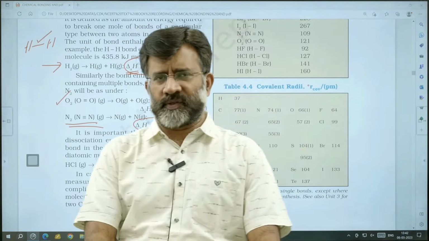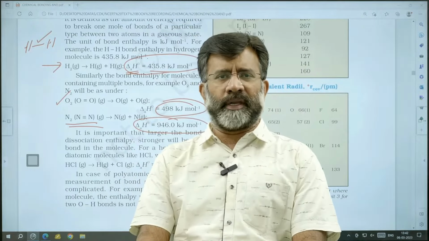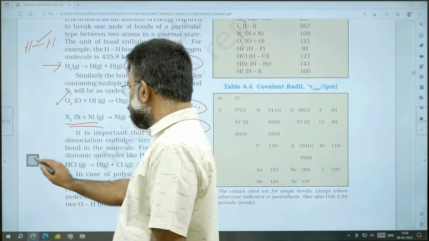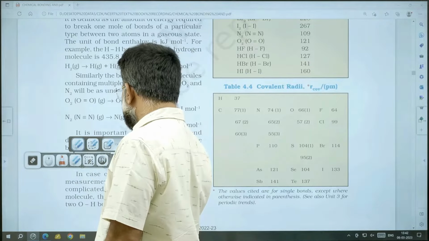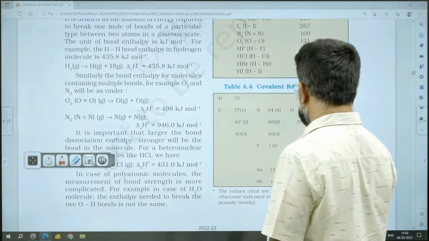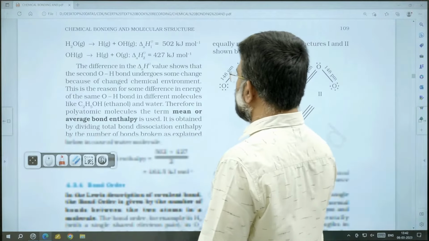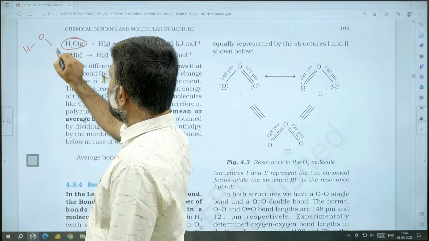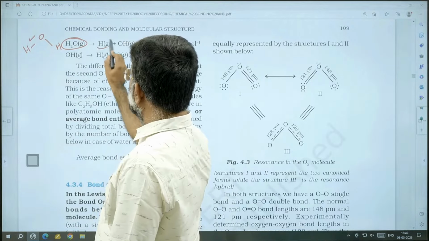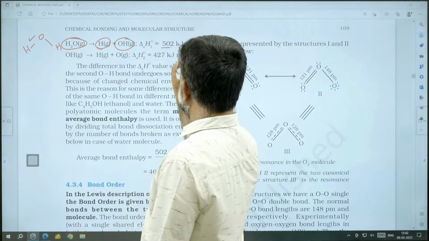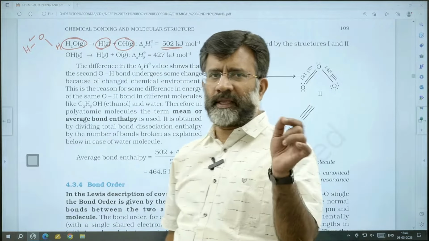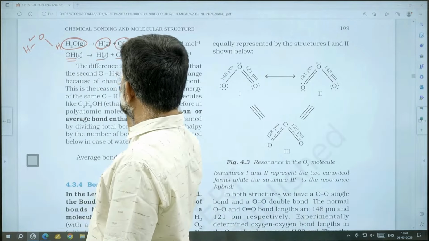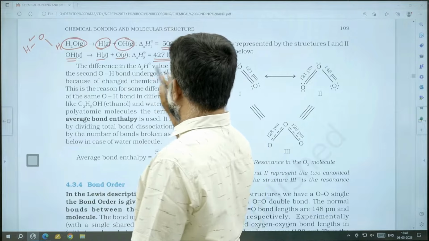While in some cases we go for average bond enthalpy. For example, if you take a water molecule, there are two identical bonds. You see, water molecule which is HOH. Breaking one bond, you get H and OH, and the value is 502, breaking one oxygen hydrogen bond. Now you have OH, from which H and O is liberated, you get a value 427.